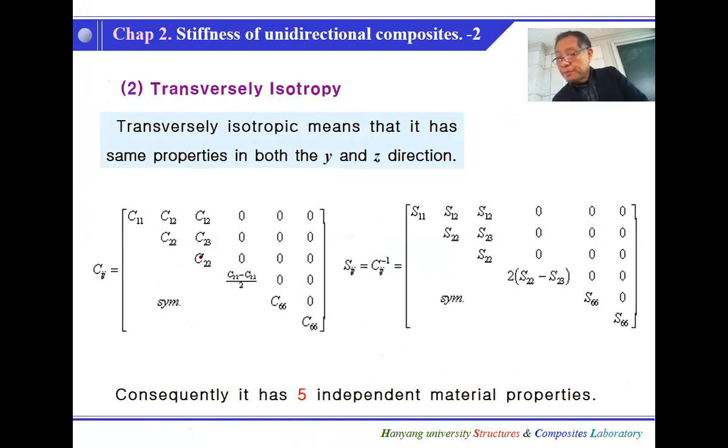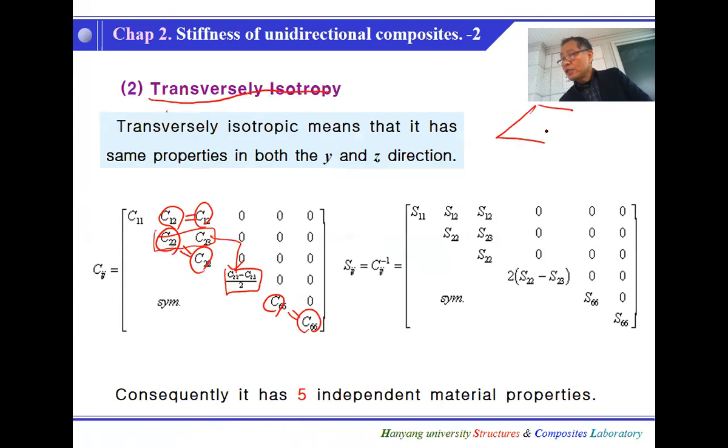Now, as you can see, notice that these are the same, and these are the same, and these are the same, and these terms relate to 1, 2, 2, 2, and 2, 3. So these terms are related this way. So what is transversely isotropic?